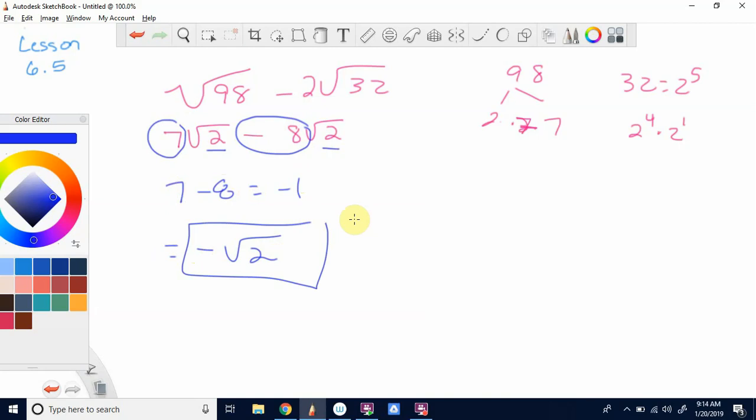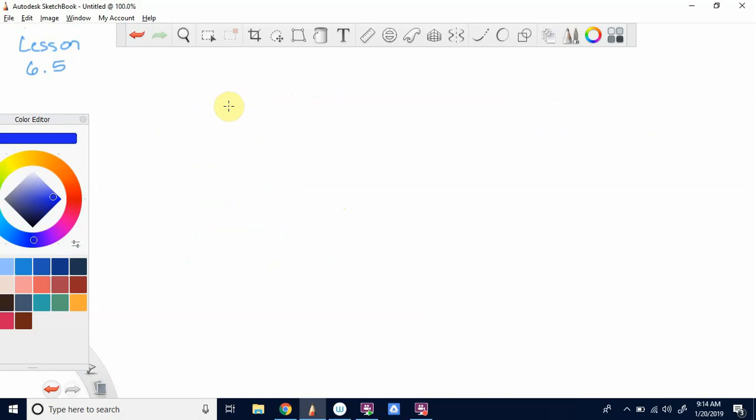Okay, so example 5, we have one more vocabulary, which is called the conjugate. We've already learned what conjugate is back in the past. So if I have a square root of b plus c square root of d, its conjugate is going to be the same thing. The only difference is this sign is going to be opposite. So if this was negative, the conjugate would change to a positive, right?